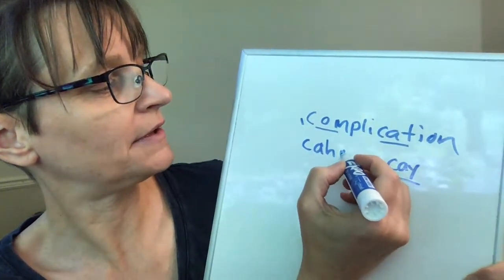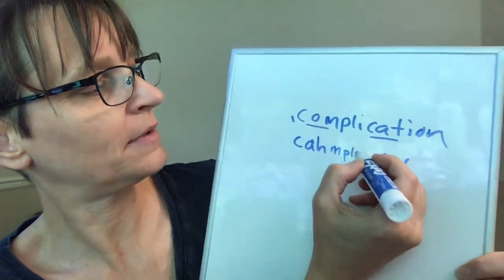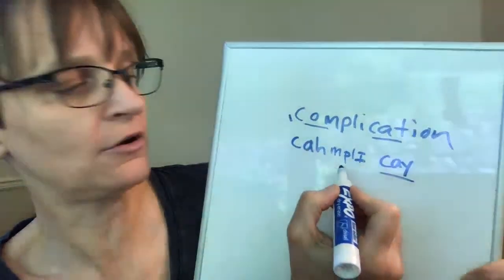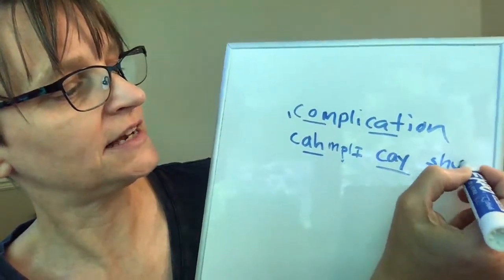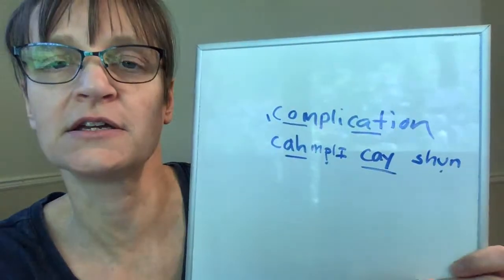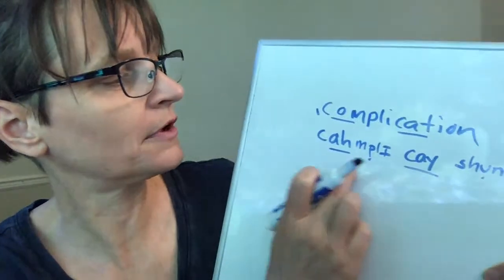And then we have a com. We have a reduced I vowel here, complication. And then our TION ending sounds like shun, vowel schwa, complication.